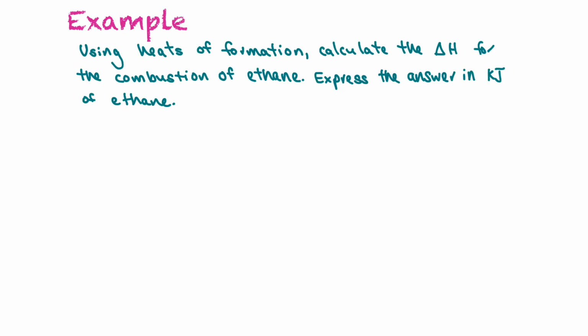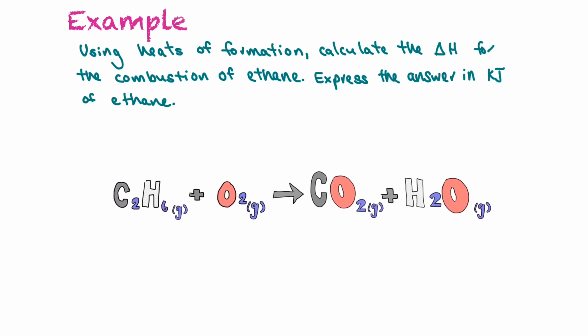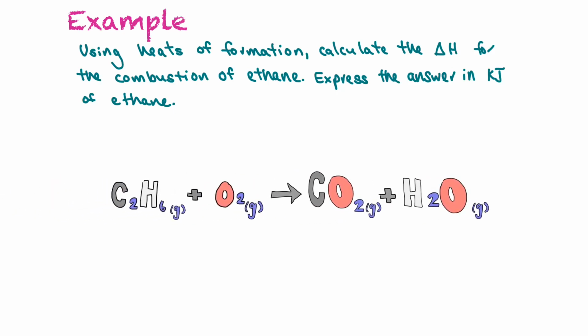Now we're going to try an example. Our example says, using heats of formation, calculate the delta H for the combustion of ethane. Express the answer in kilojoules per mole of ethane. The very first thing that we need to do is find the balanced chemical equation. So we pop that in here. This isn't balanced. Now we need to balance it. We want to keep this as 1 mole to make our calculations easier, so we're going to use fractions in our balanced chemical equation just to keep things simplified.